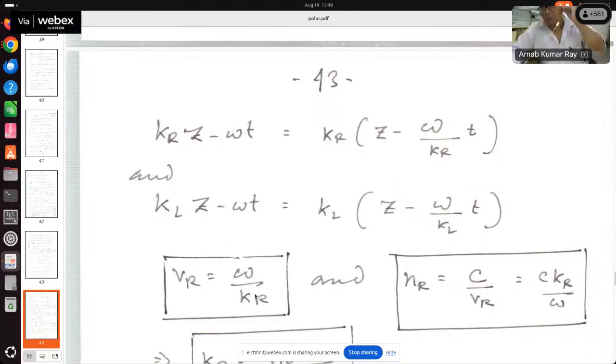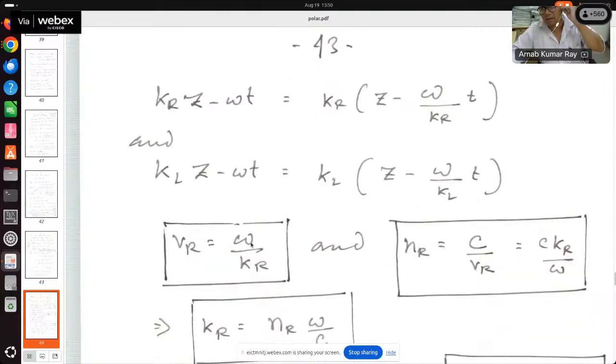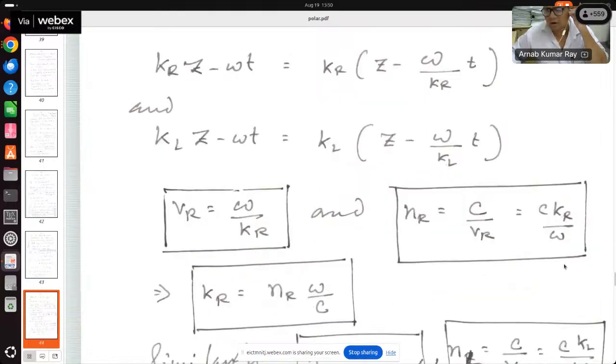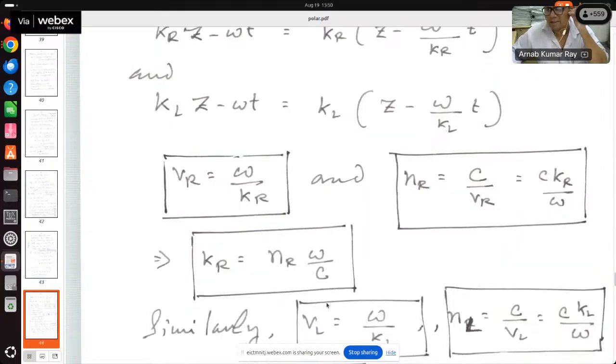2 pi nu divided by 2 pi by lambda. The 2 pi and 2 pi will cancel, and you'll get lambda times nu. So Vr will be omega by kr. And what about the refractive index? The refractive index will be c by the speed, so it will be c into kr by omega. And so kr will be equal to refractive index times omega by c.